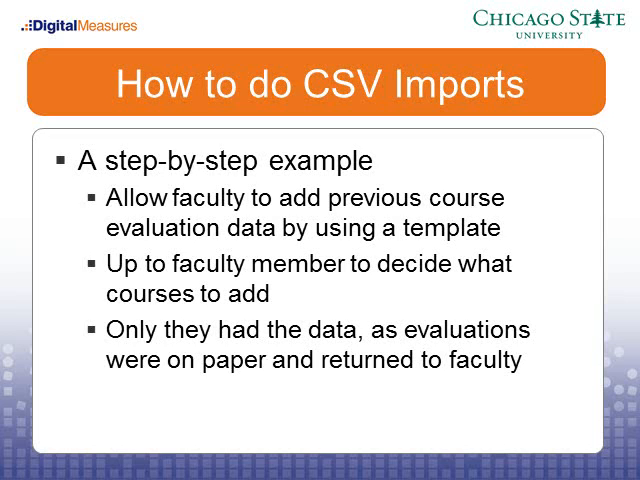So when we were rolling Activity Insight out, in order for the faculty members to get pre-existing course evaluation data, it had to be hand entered by them because they're the only ones that had the information. So what we decided to do was to create a template to allow them a format and a structure, and then allow me easy access to move it into Digital Measures. So let's take this step by step.